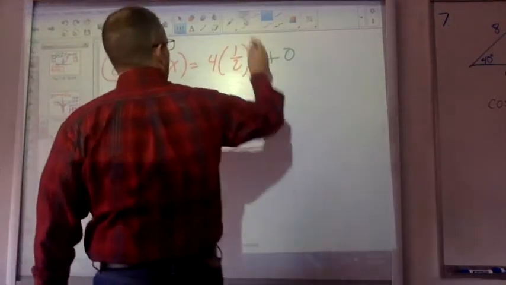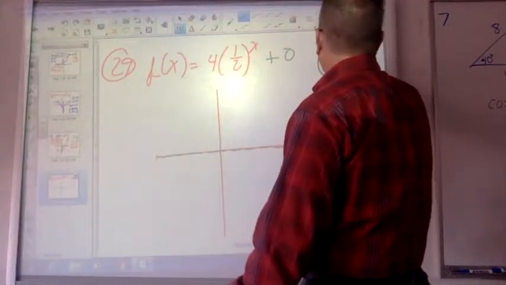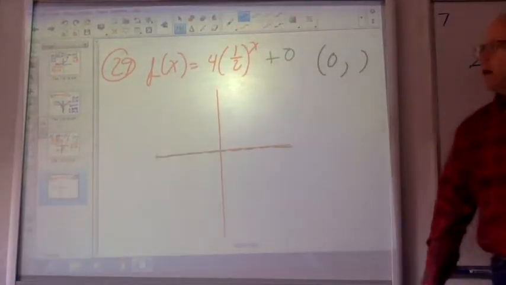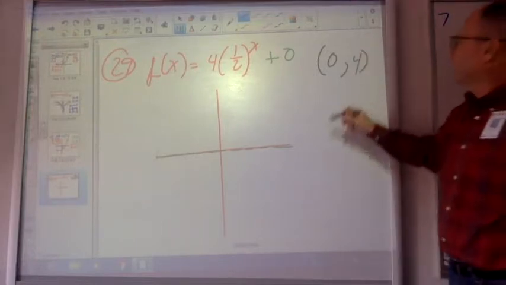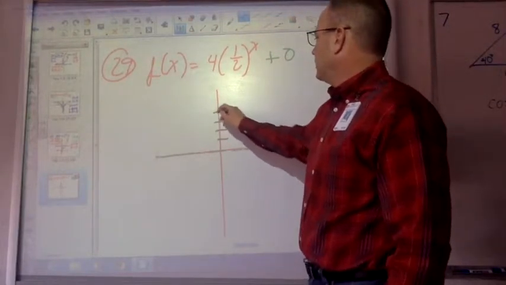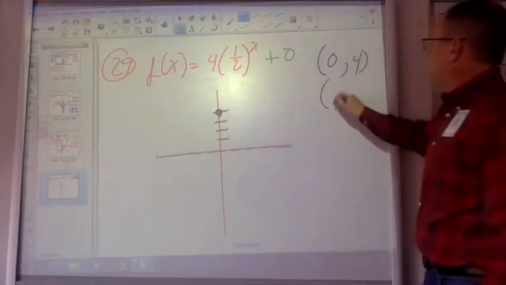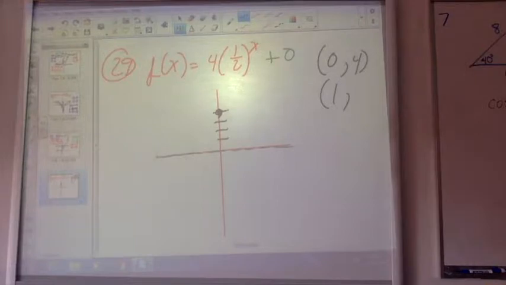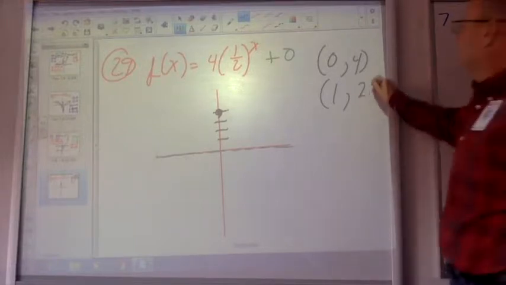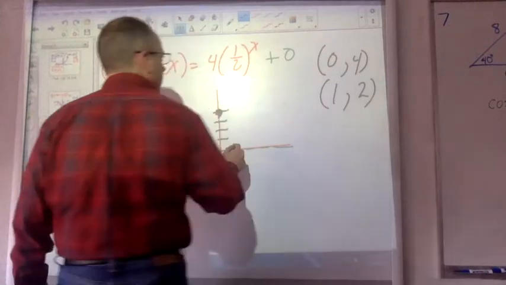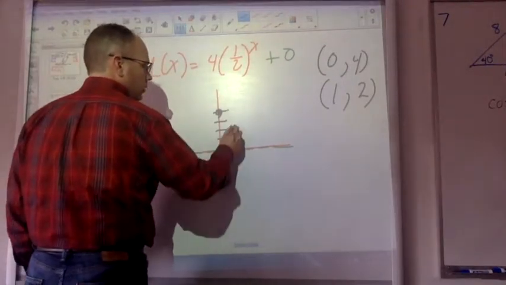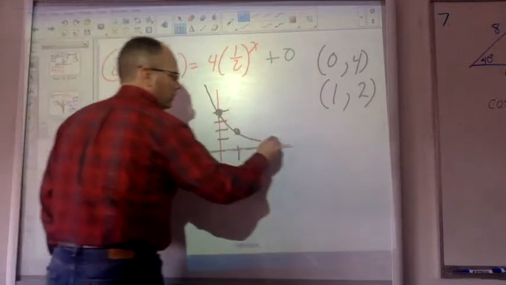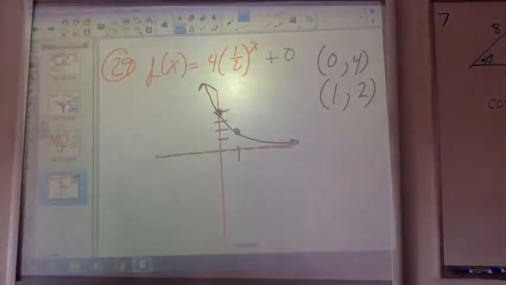All right, from there, I'm going to plug 0 in. 1/2 raised to the 0 power is 1. 1 times 4 is 4. If I plug 1 in, 1/2 raised to the first power is 1/2. 1/2 times 4 is 2. 1, 2. So that's what this graph looks like. Is that growth or decay? Decay. As I head to the right, my graph approaches the asymptote. Make sense?